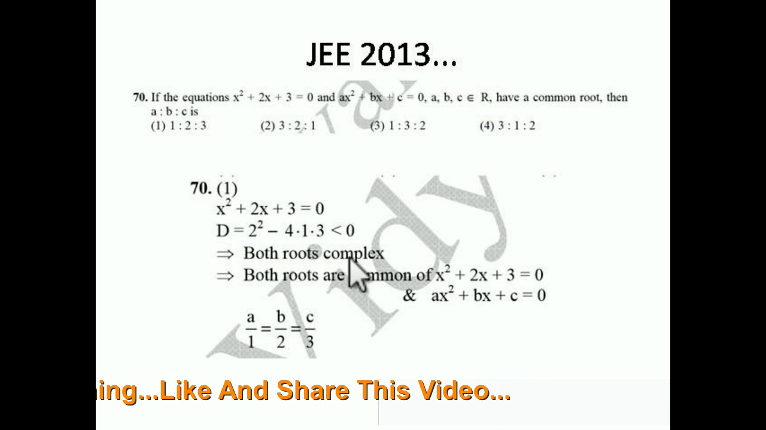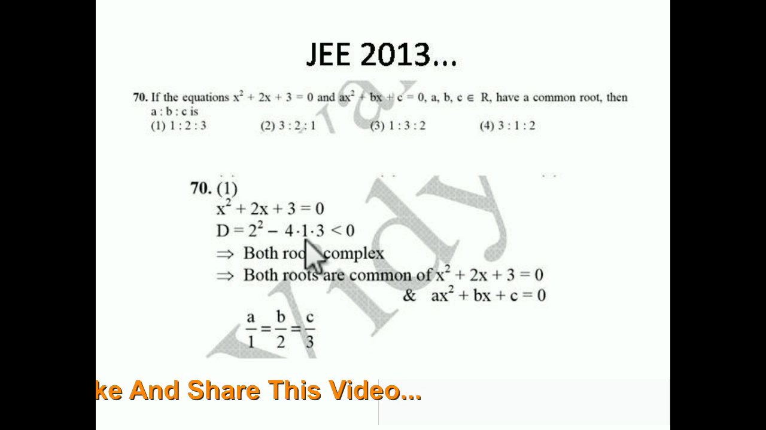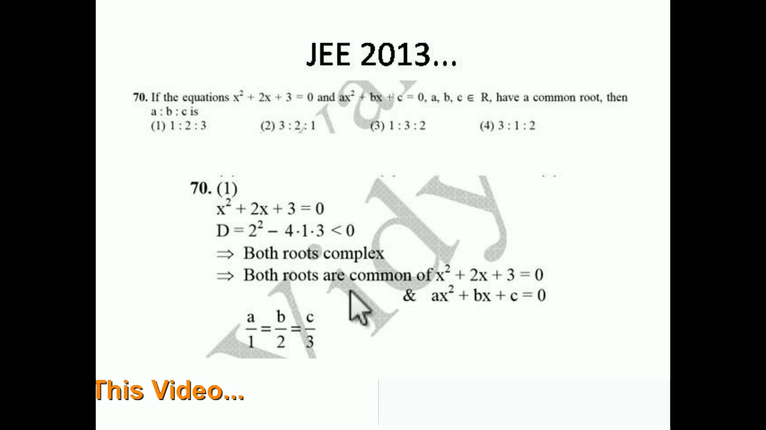If both roots are complex, they are in conjugate form, and the roots are common. So if the roots are common and in conjugate form, the ratio of coefficients of the two equations must be the same. So a upon 1, b upon 2 and c upon 3 are equal, that is a : b : c is 1 : 2 : 3. That is option number 1, my right option. This is a very easy question. Let's see one more numerical.